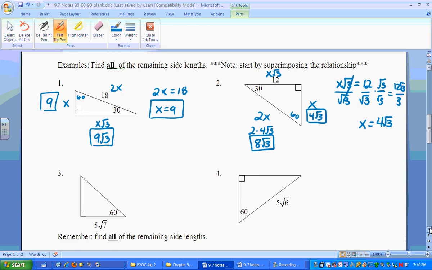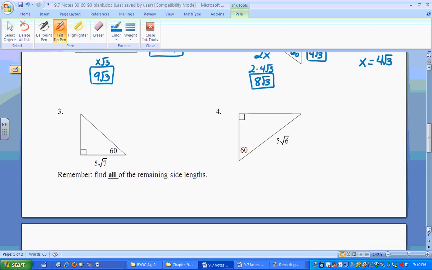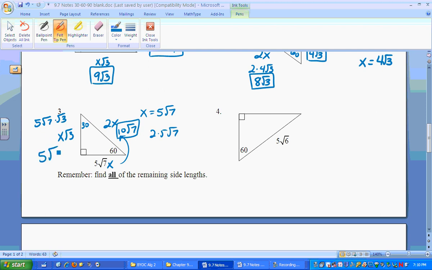Good stuff. How we doing? Okay. Number 3. Same thing, we got a 30, 60, 90. Across from the 30 is x, across from the 60 x root 3, across from the 90 2x. So this time we have the x side, which is 5 root 7. The easy side is over here. We have 2 times that, so 2 times 5 root 7, which is 10 root 7. And over here you have 5 root 7 times root 3. Roots with roots, numbers with numbers, so we end up with 5 root 21, and that does not break down.